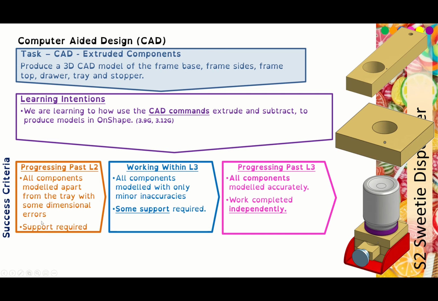For the first level of success, progressing past level 2, we're looking for all components to be modelled apart from the tray, and they may have some dimensional errors, and we're getting some support. At the middle level of success, we're looking for all components to be modelled, possibly with some minor inaccuracies in them. And finally, for the top level of success, we're looking for all components to be modelled accurately. So we're really taking care to get the right dimensions from the tutorial.